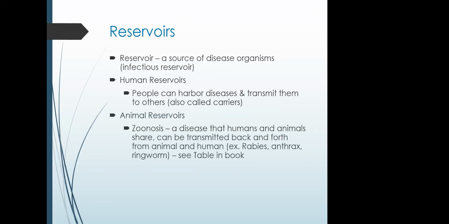And then you can get diseases from animals. Those diseases are called zoonoses or zoonotic diseases. Those are diseases that humans and animals can share and transmit to each other, things like rabies, anthrax, and ringworm. Rabies is a virus, anthrax is bacteria, and ringworm is a fungus, not a worm, but a fungus.